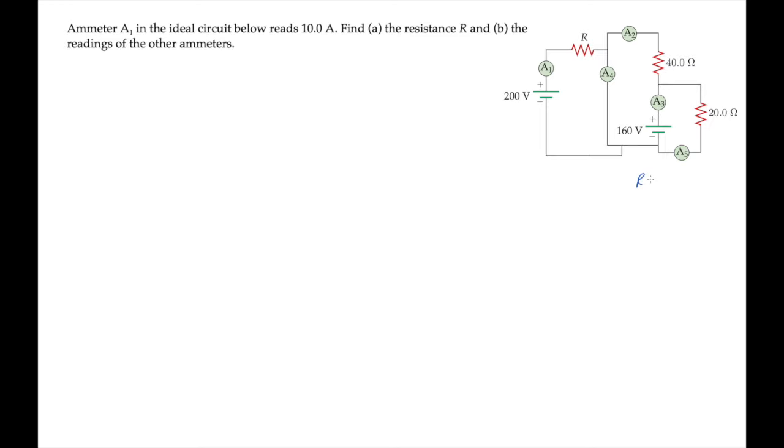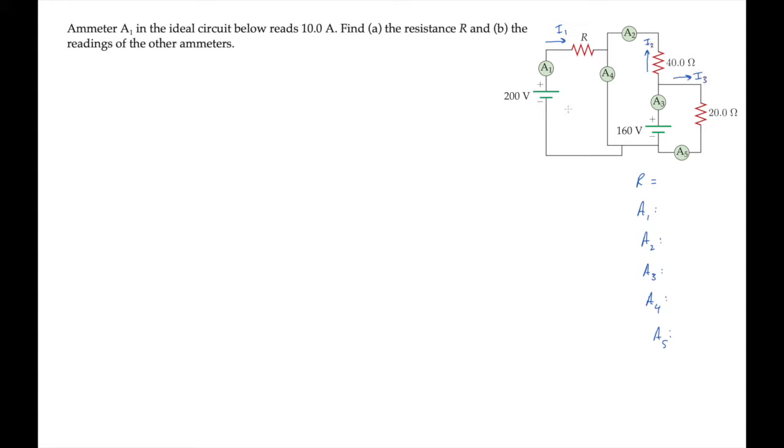Parts A and B of this problem ask us to find the resistance R and the readings in ammeters 2 through 5. Let's start by labeling some of the currents. I'll call the current through ammeter 1 and the resistance R I1. We'll call this one I2 and this one I3.